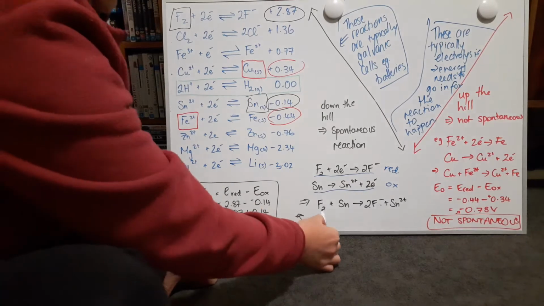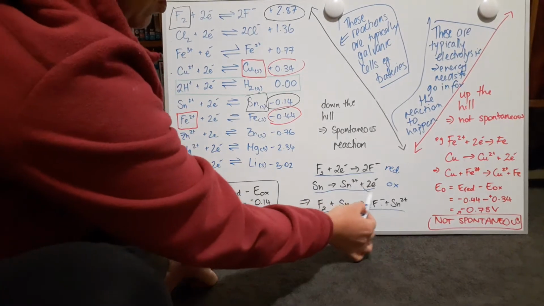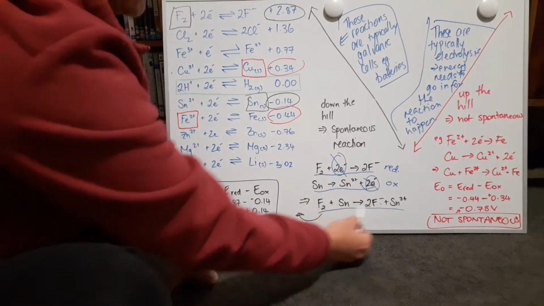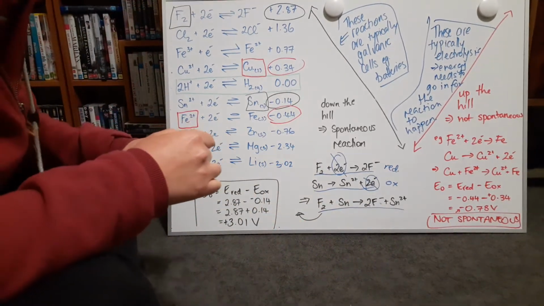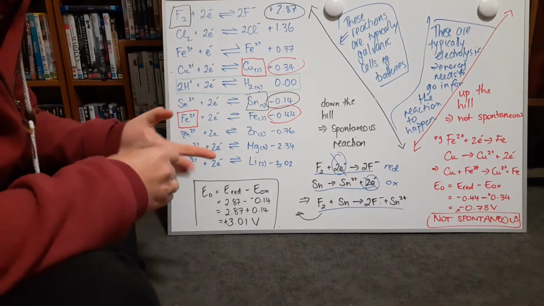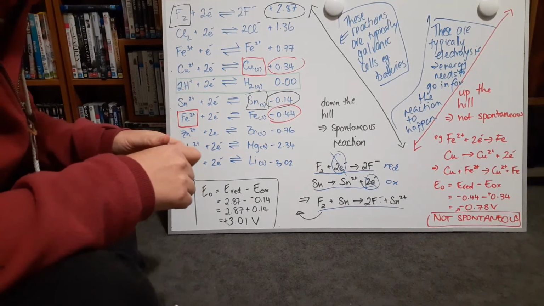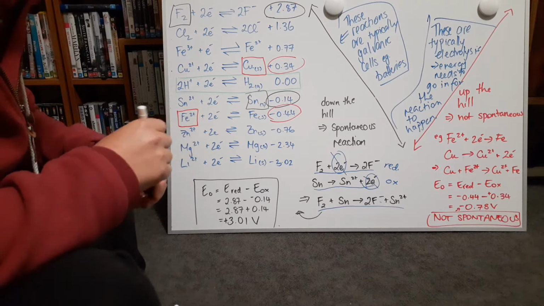We can put those together because I've got 2 electrons on this side and 2 electrons on this side. I can cancel them out, and I get this as my overall equation. You guys obviously will need to include states, but that's how your oxidation reduction works.